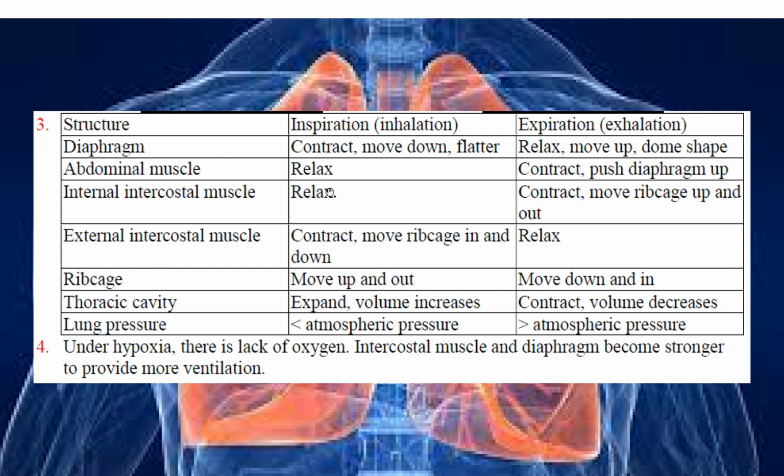This contract and relax is hard to remember for the internal intercostal muscle. You need to draw it out, then you recognize that longer is relaxed, shorter is contracted. And under hypoxia, when you lack oxygen, your muscles will contract and relax quicker to have more ventilation.